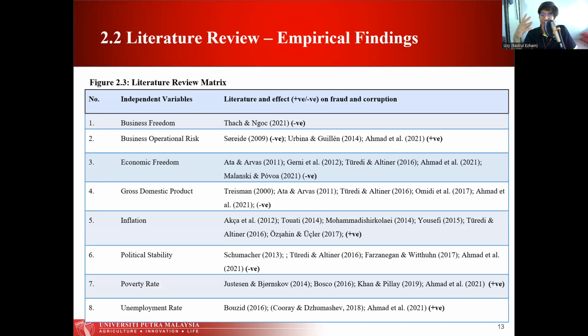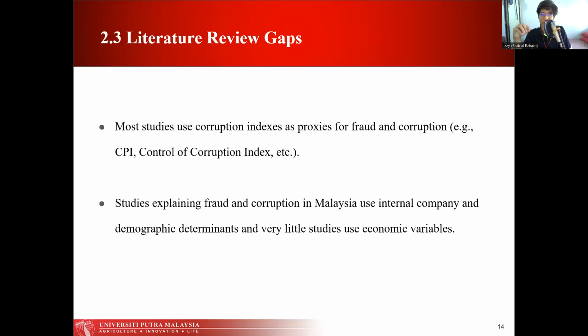So far, all of them agree with each other, except for Sorade, which found that business operational risk has a negative effect on foreign corruption, whereas the other two found a positive effect. Now, the gap is that a lot of the studies use corruption indexes as proxies for fraud and corruption. Now, these are okay. However, these corruption indexes are public perception of corruption. They are not the hard statistics, for example, the arrest cases or the number of investigation cases relating to fraud and corruption. So they're only based off surveys and public perception.